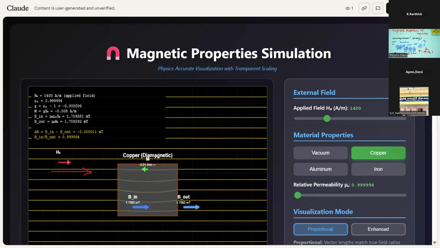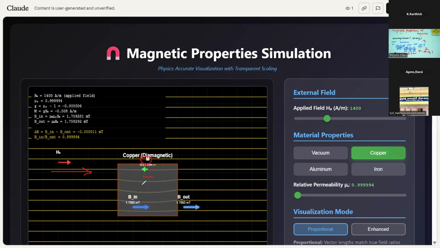Another one is M, magnetization. This is the field the material itself creates. When we put a material in the external field H naught, the atoms realign and produce their own field M. This is the green arrow.